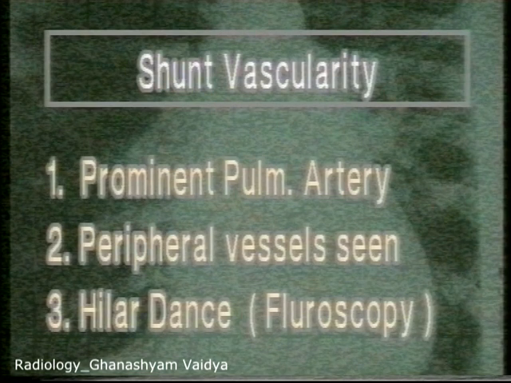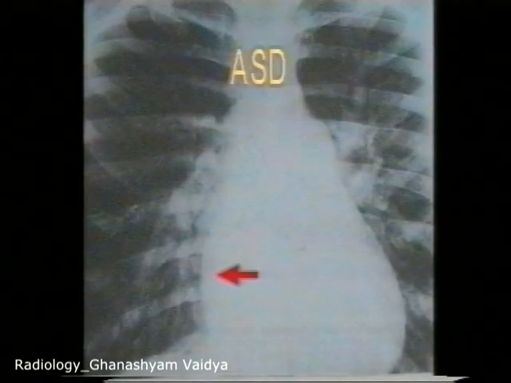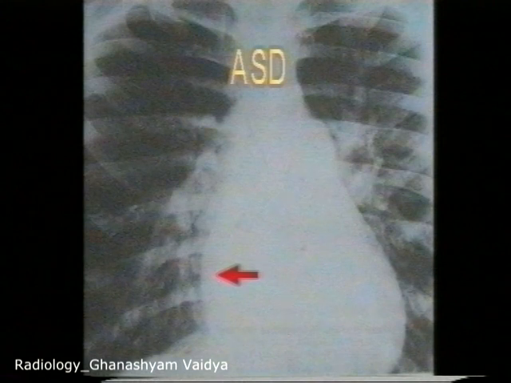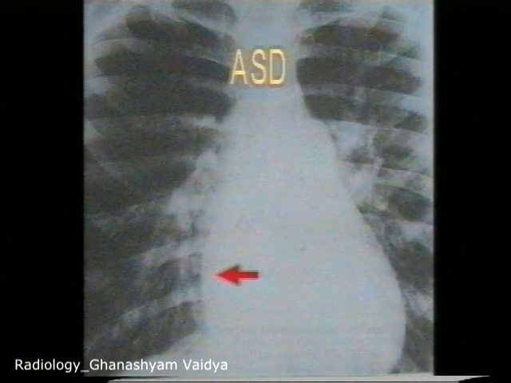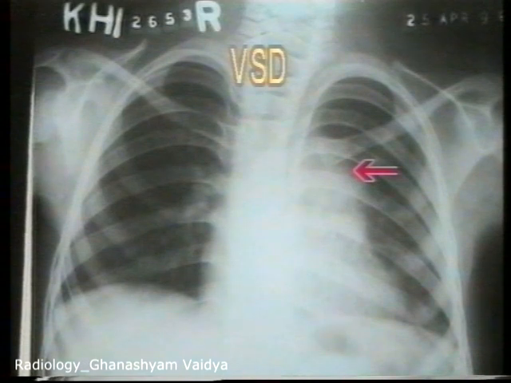In atrial septal defect, the X-ray may be normal if the defect is small. Later, the heart shadow shows right atrial and right ventricular enlargement. In ventricular septal defect, the heart shadow shows a left ventricular enlargement with very prominent pulmonary conus. With a small defect, X-ray may be normal. Note here the prominent pulmonary conus in ventricular septal defect.